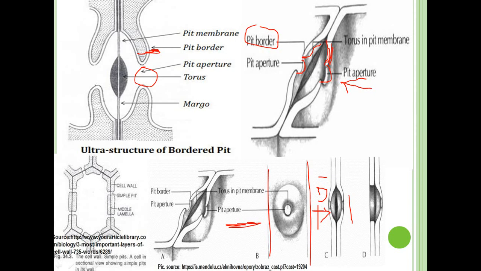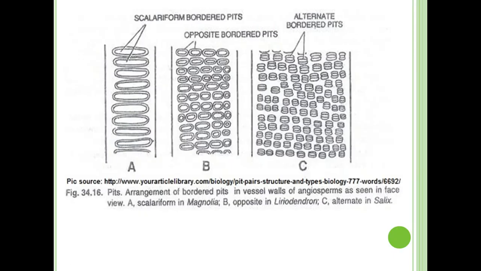There are types of bordered pits in this structure. These three structures, we have the scalariform, opposite form, and the alternate form. There, how they communicate to each other. Here, opposite to each other, and here alternate to each other.